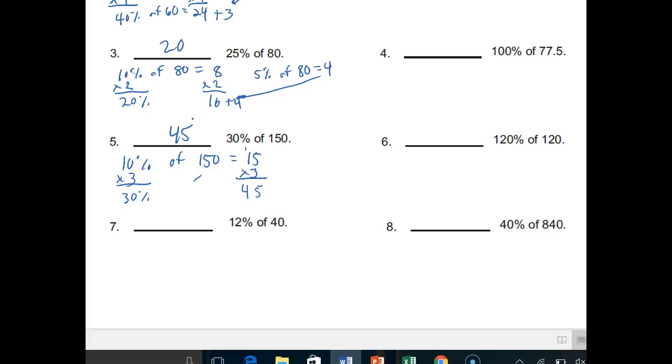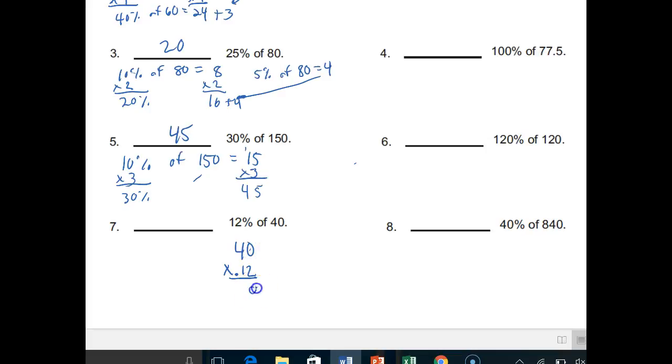What's 12% of 40? Well, here's a little difficult one. We haven't discussed the benchmark of 1% yet. So sometimes it may make more sense, instead of using mental math, just to do the algorithm, right? 40 times this is a decimal, 0.12, right?